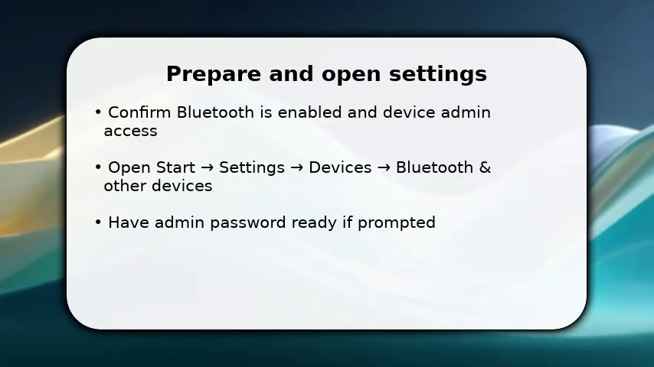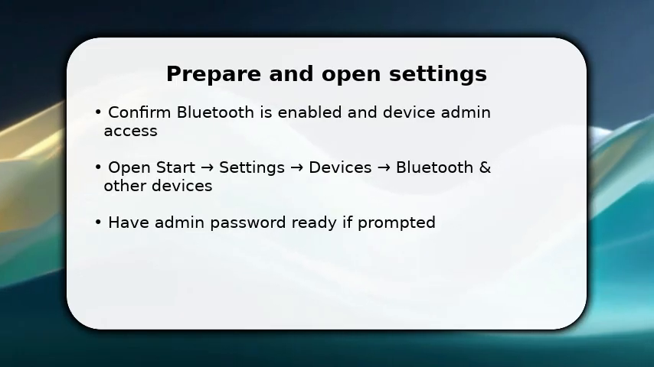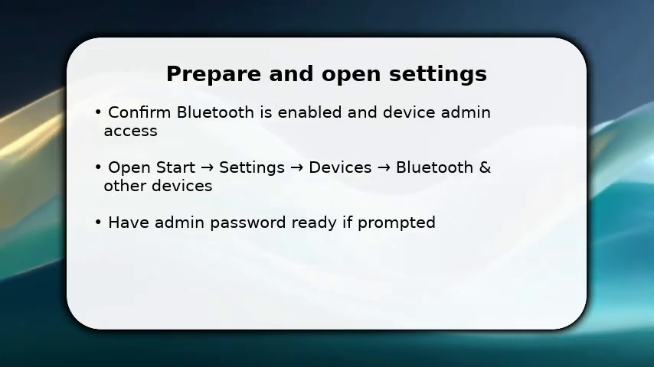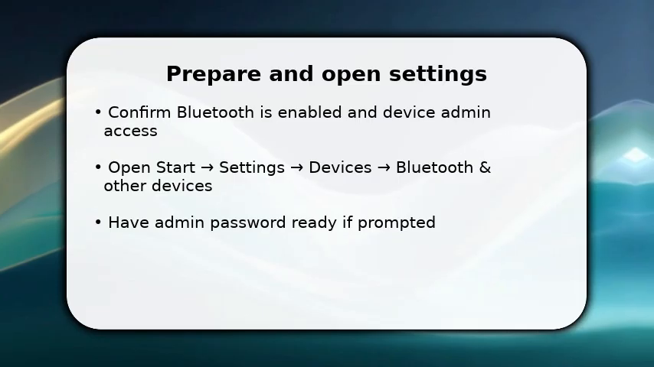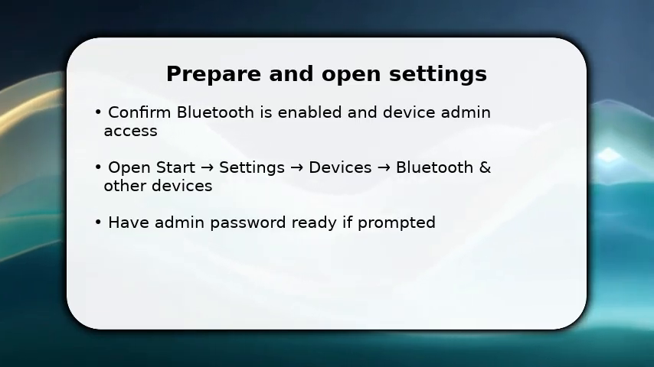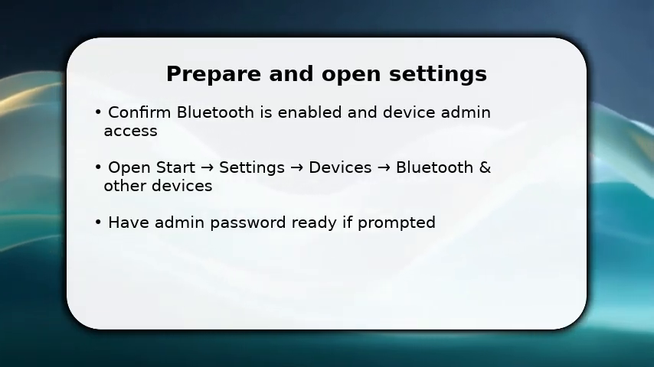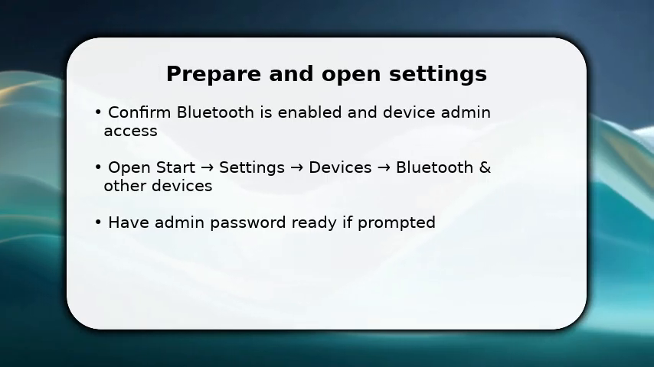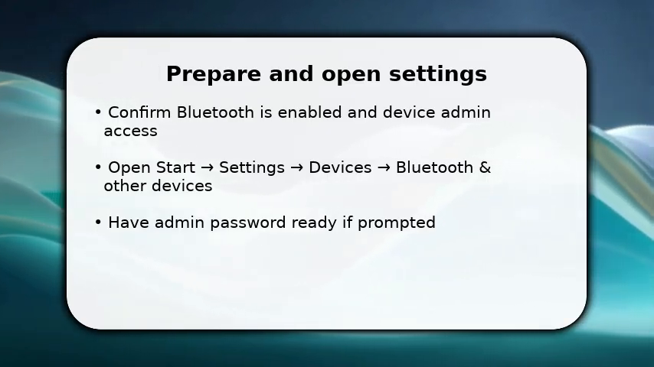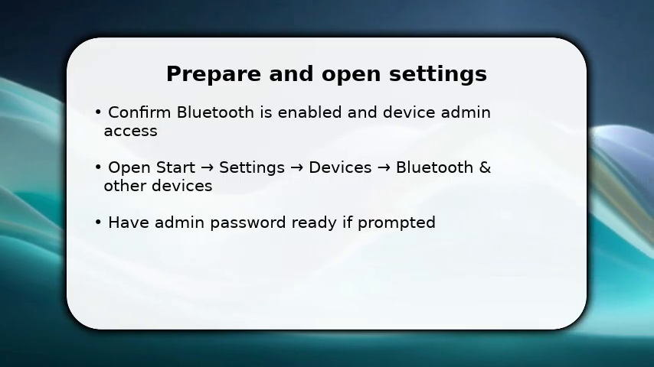You'll start by confirming Bluetooth is available and you have admin rights. Open Start, type Settings, then go to Devices, then Bluetooth and other devices. Once there, make sure Bluetooth is listed and turned on so Windows shows the icon. If prompted for an admin password later, enter it.